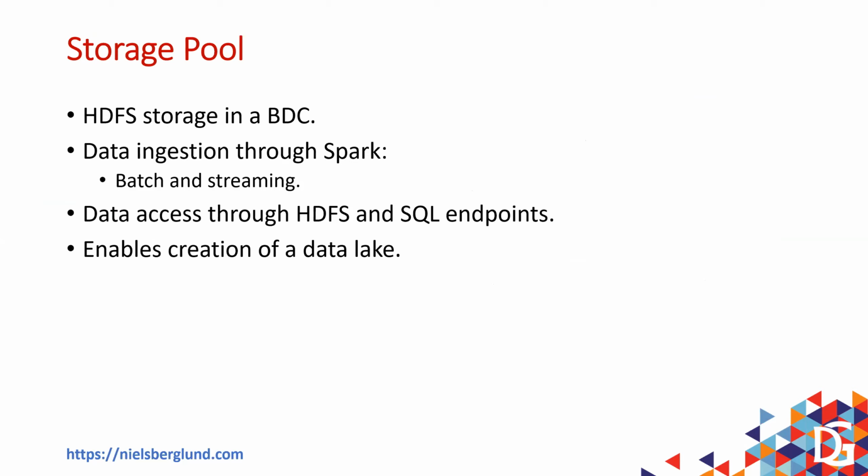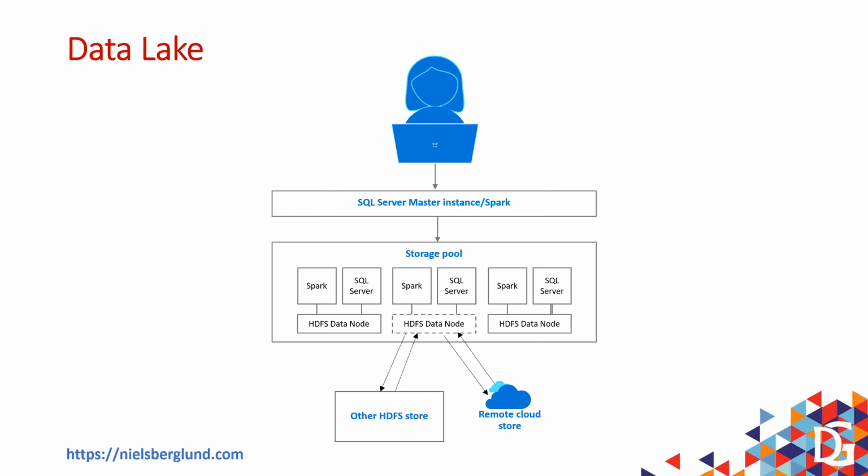So Hadoop file system is used mostly for delimited text data, for NoSQL related data. And we kind of use the Hadoop file system to build data lakes. And we can ingest data into the pool by using Spark. And the way we are accessing the data, once again, as I said in the beginning, we can use normal T-SQL to access data in Hadoop file system. And once again, by having a Hadoop file system, we can create a data lake. And I think I have here an example of that.